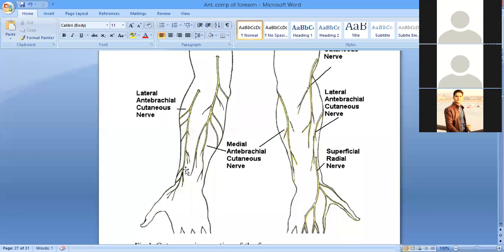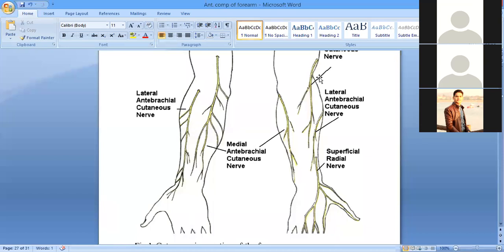Here it is going to supply this, right? Whereas the dorsal one runs along the dorsolateral aspect over here and is going to supply the dorsolateral aspect of the forearm. Now see, the anterior one supplies only the anterior surface, right, whereas the dorsal branch is going to supply the dorsolateral aspect of the forearm. Is it clear? Any problem? No.